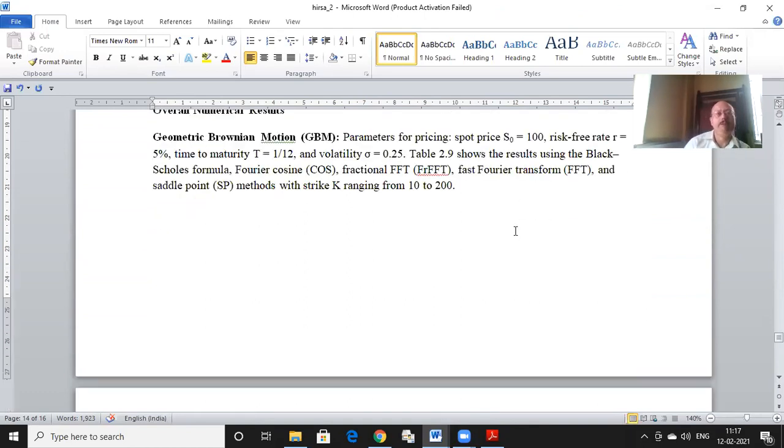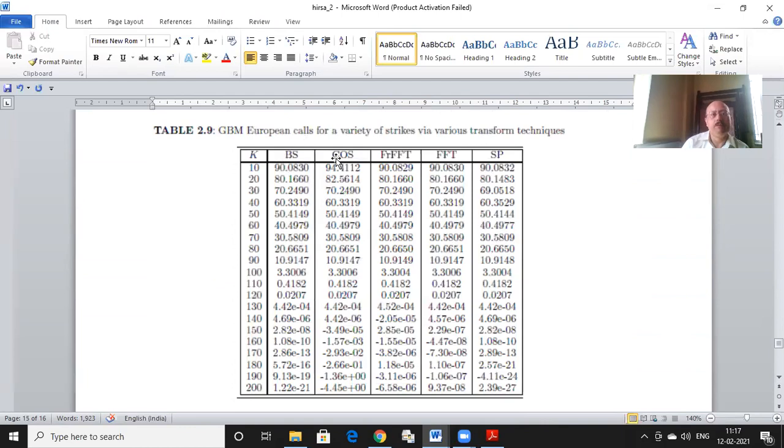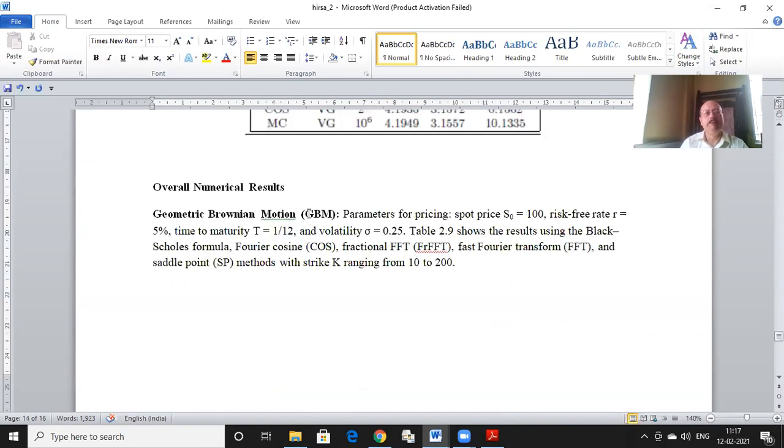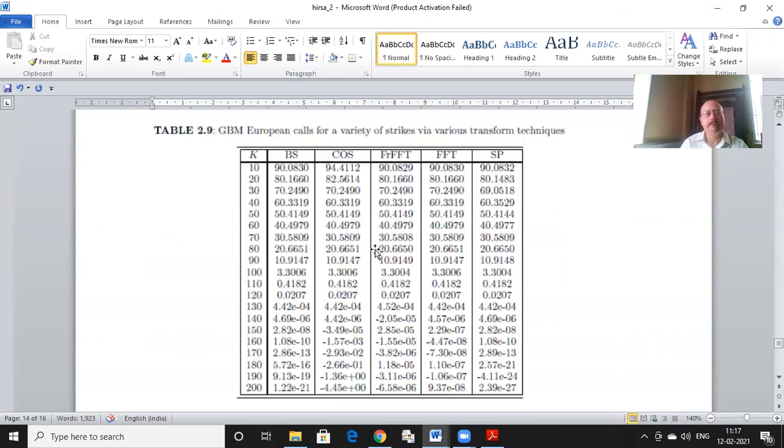Okay. So we'll close this chapter with some overall numerical results. Some of the standard methods are compared here side by side. So what are the methods? I have the Black-Scholes analytical pricing for the classical geometric Brownian motion case. I am using the cosine method in the second column, fractional FFT, and this is the saddle point method, which I am omitting, which I am not teaching. So you can ignore the last column. So these 4 columns are relevant for this example.